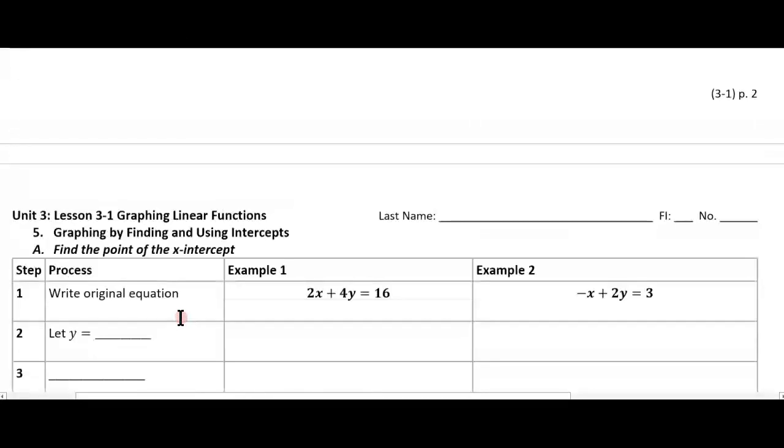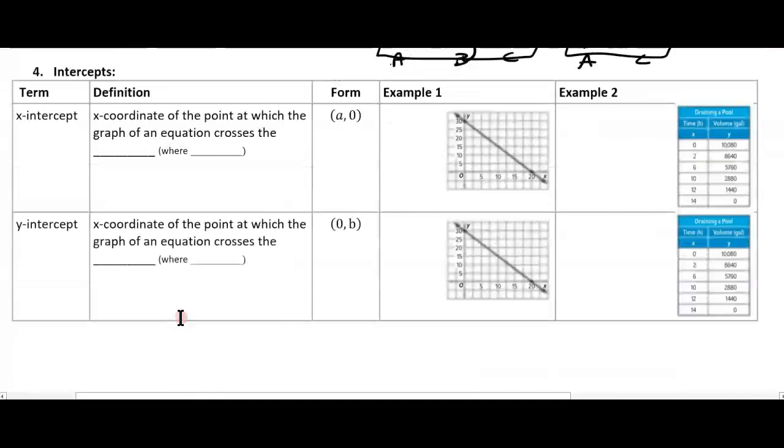So we're going to start this with what is an intercept? What's an x-intercept? What's a y-intercept? An x-intercept officially is the x-coordinate of a point at which a graph of an equation crosses the x-axis. Where does it cross the x-axis? We're going to fill in the second blank in just a moment.